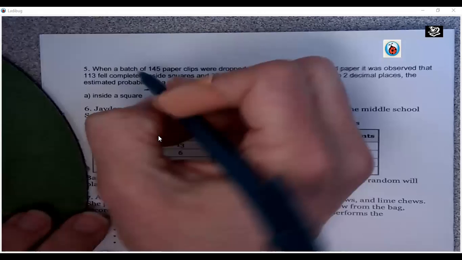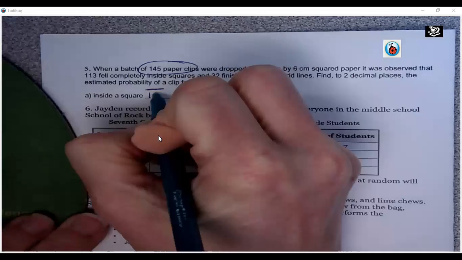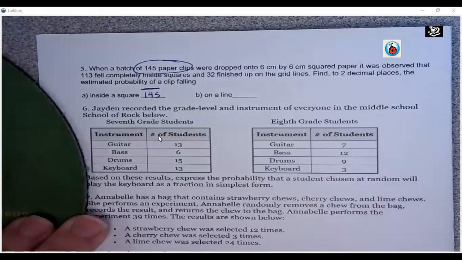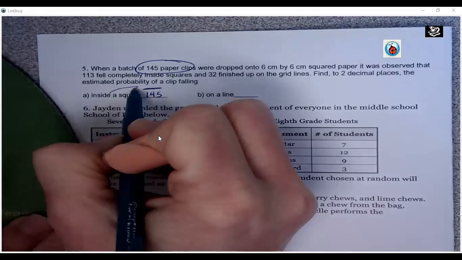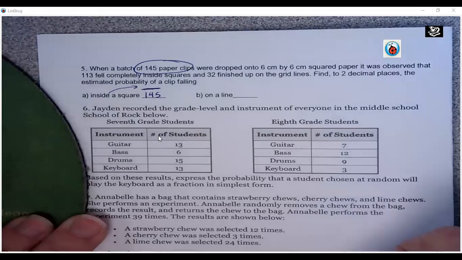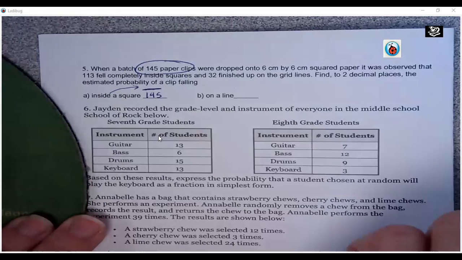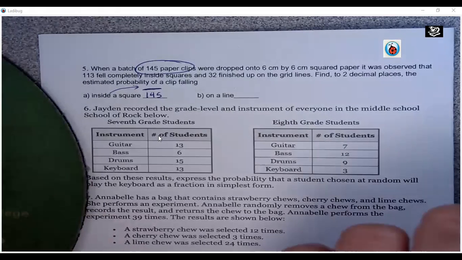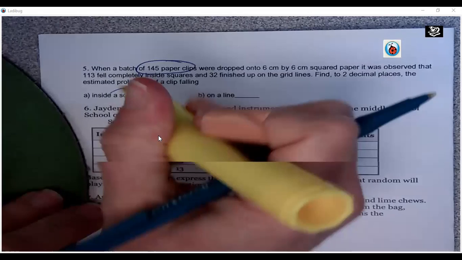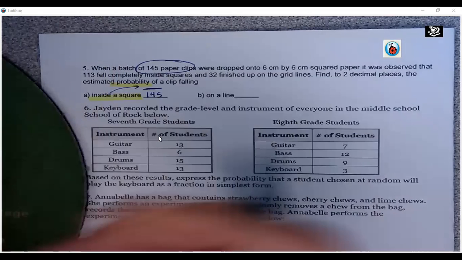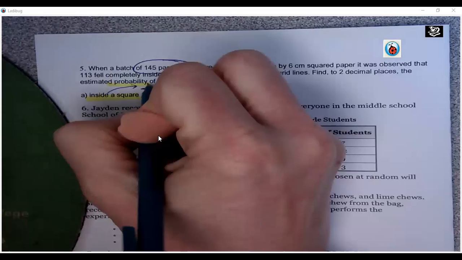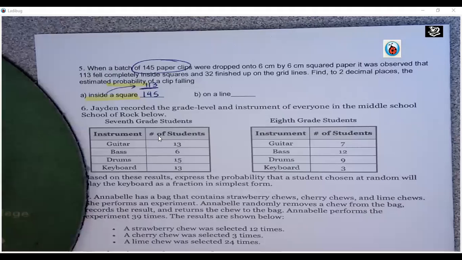145 is my total, so that's going to be my bottom number. My top number needs to be how many fell inside the square, because that's what I want to find the probability of. So find the probability that fell inside the square. Yep, 113 is my top number. Okay, let me see if that reduces. No, it does not. All right.